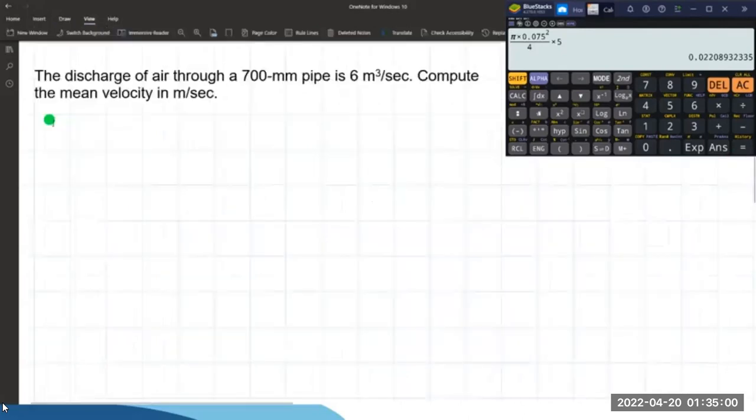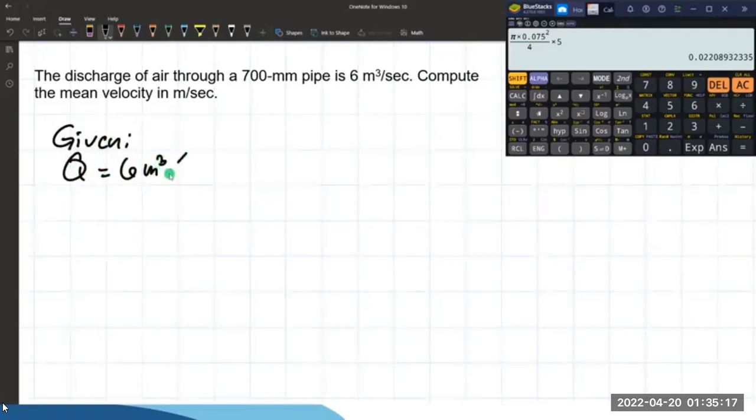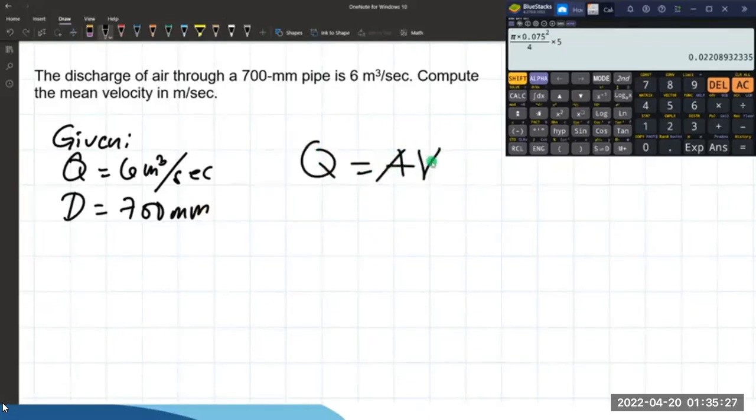Next, the discharge of air through a 700 mm pipe is 6 cubic meter per second. Compute the mean velocity. So this time we have a given discharge Q, which is 6 cubic meter per second. The inside diameter of the pipe is 700 mm. Compute the mean velocity. So again, Q is equals to AV, but what is required is the velocity. So divide both sides by area. So we have the velocity equals Q over A.